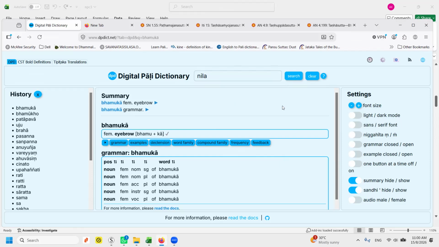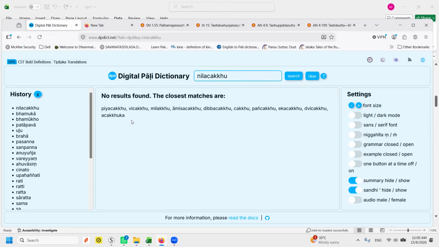Chaku is eye. So in this case, this is nila chaku, I don't know whether it's there or not. Okay, don't have. But anyway, nila chaku, don't have. Chaku is the eye. Probably it is nilang chaku, long eye. Nila is long eye. Nilang chaku. So we compound.